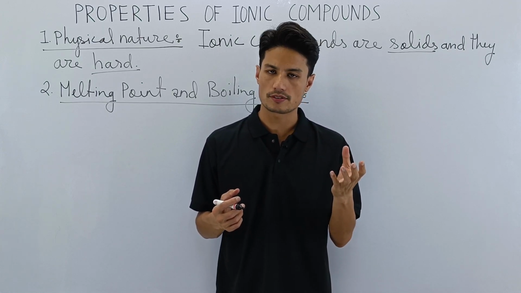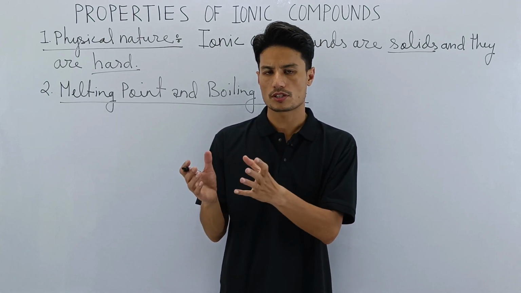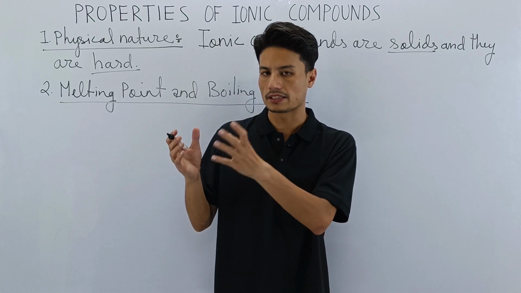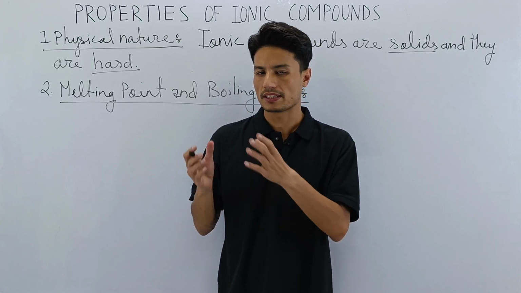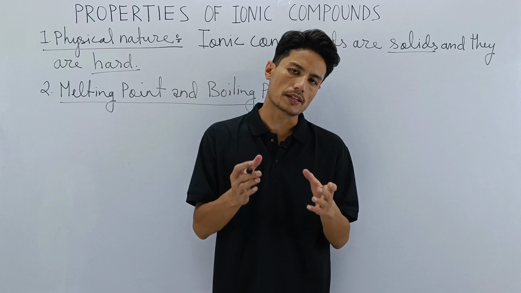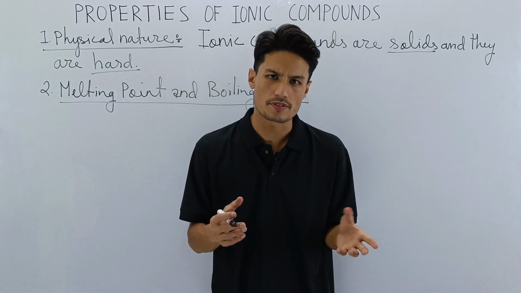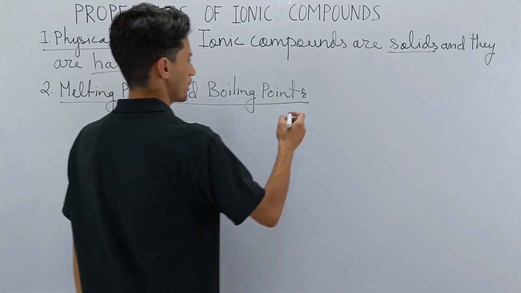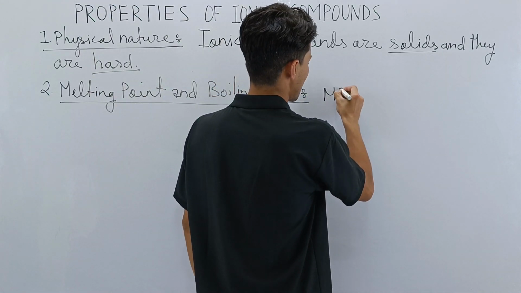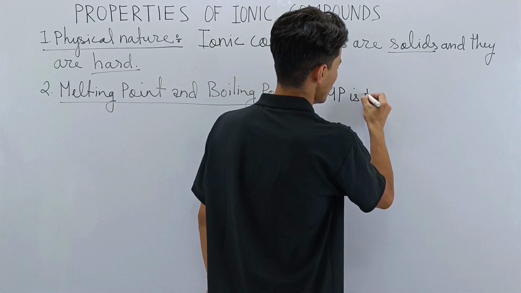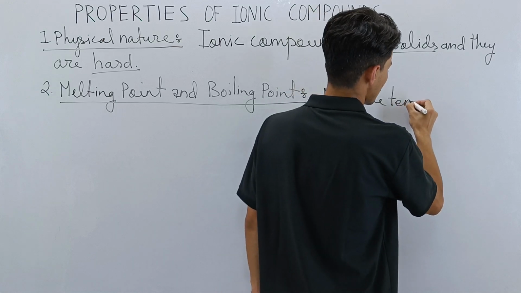Okay, and boiling point, what will be the boiling point? Just change the word melting now to boiling. So if melting point is the temperature at which a substance melts, then boiling point will be the temperature at which a substance boils. Very simple. If you want to write it, you write melting point, MP, is the temperature. I'll just write in short.